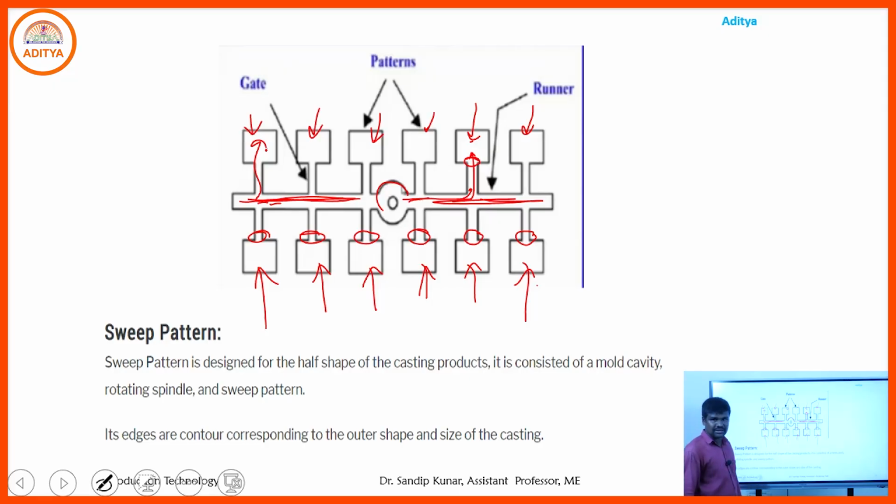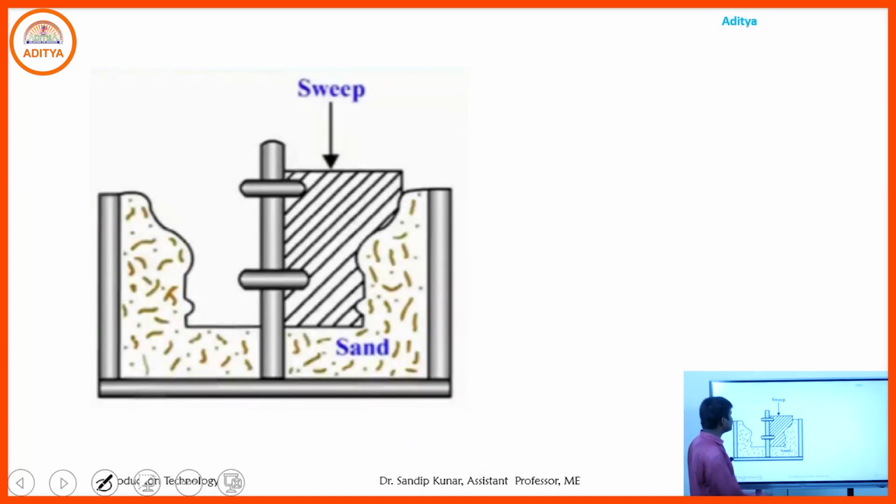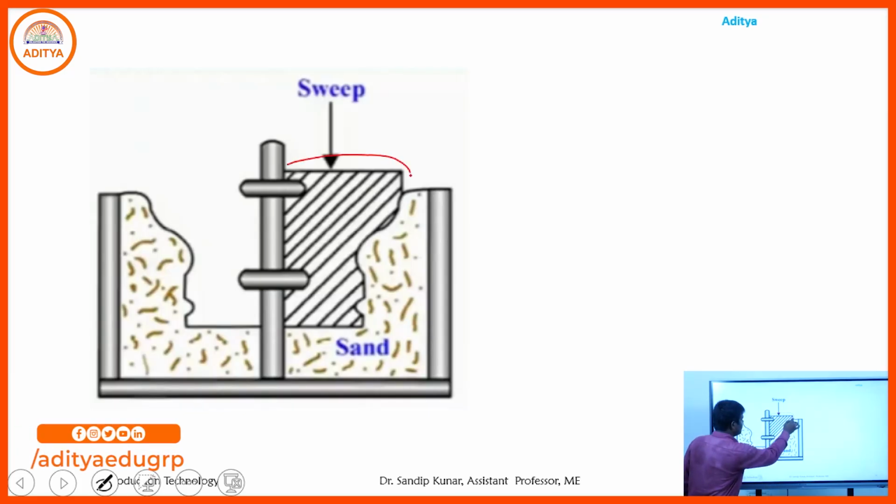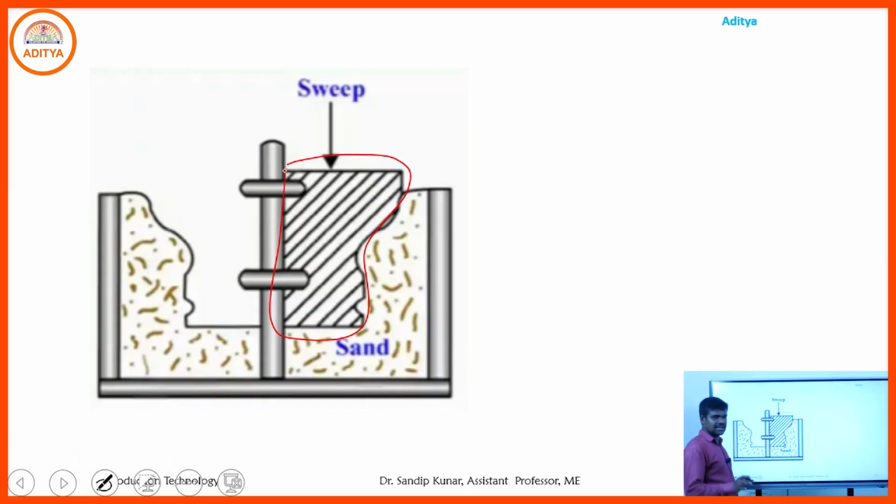Another is the sweep pattern. What happens in case of sweep pattern? Now, half shape of the casting product we have produced. Means you see this picture, that is the sweep pattern. That is the half portion of the pattern. Half portion of the pattern we have prepared in the sweep pattern, and that is the rotating spindle.